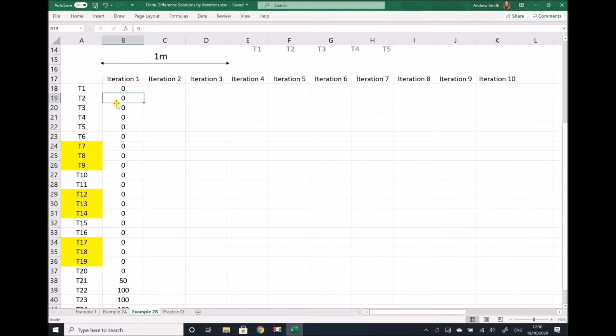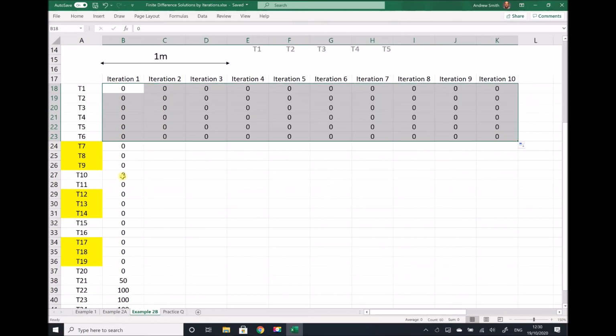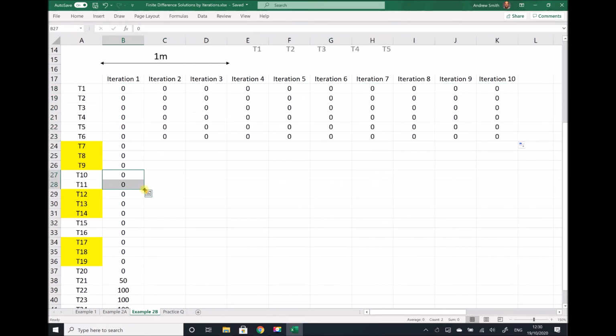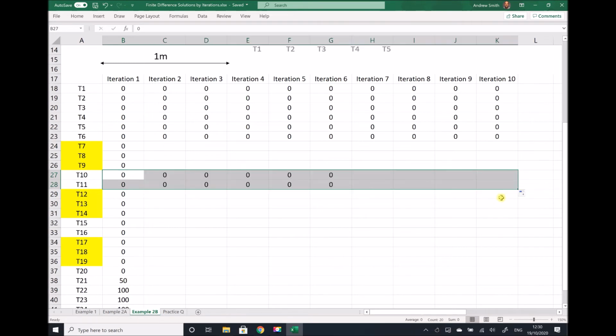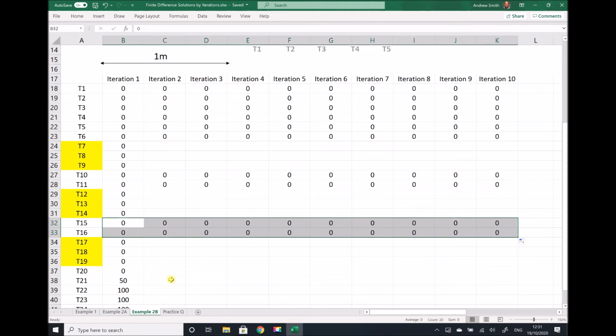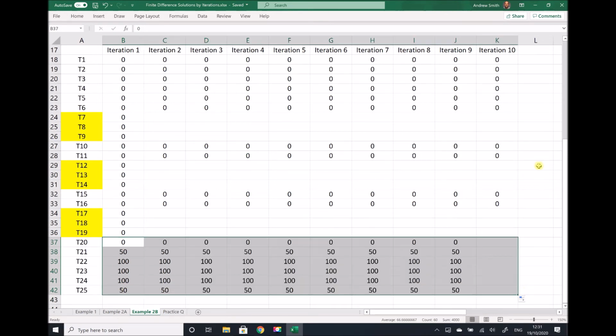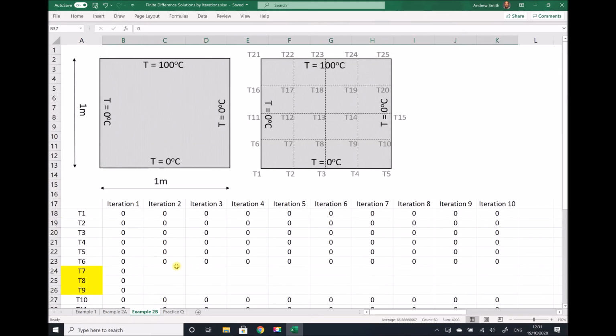For those values that we know aren't going to change, I'm going to copy those across now, just to help isolate the values where we need to input formulas. And I'll just do this for the first 10 iterations to begin with. Like so. But for our central nodes, we're going to need to construct some simultaneous equations to determine the temperatures.